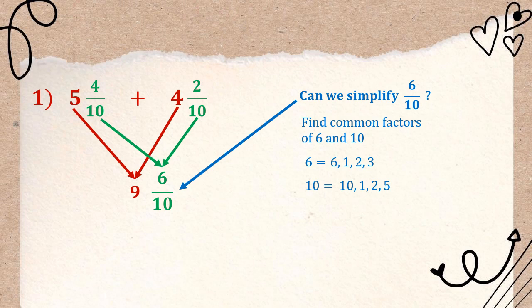Now looking at the factors of both the numbers, we can see 2 is common to both, which means 6 can be divided by 2 and 10 can be divided by 2, and the final simplified version of 9 6/10 is 9 3/5.